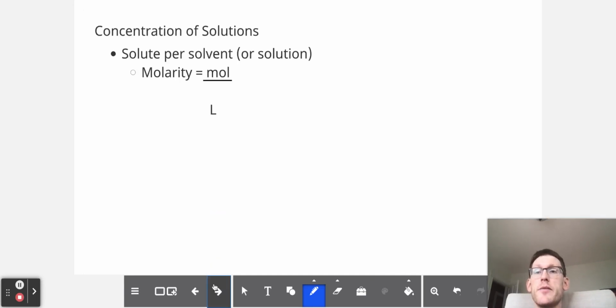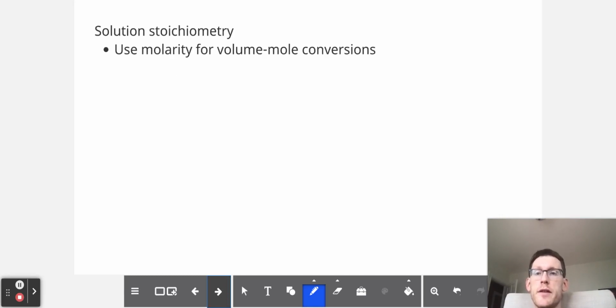Next, we have concentration of solutions, which is loosely defined as the amount of solute per solvent or solution. The most common concentration that we use is molarity, which is equal to moles over liters and has those units. In solution stoichiometry, we should use molarity for any conversions between moles and volume.